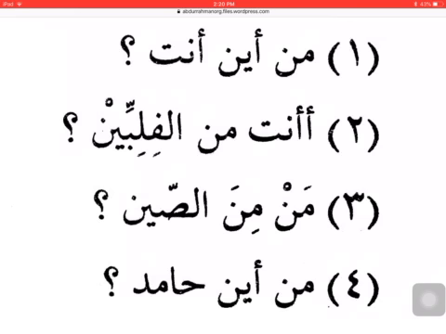Philippine is the country Philippines. In Arabic, there is no P letter, so they use B instead. So, anta min al-Philippine, are you from Philippines?